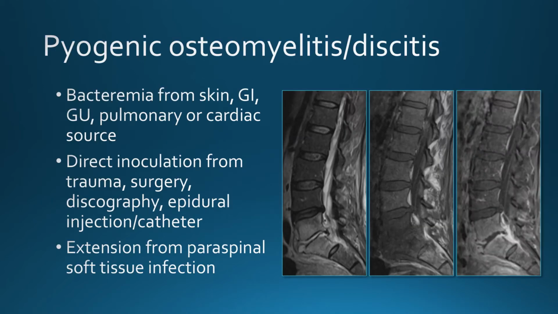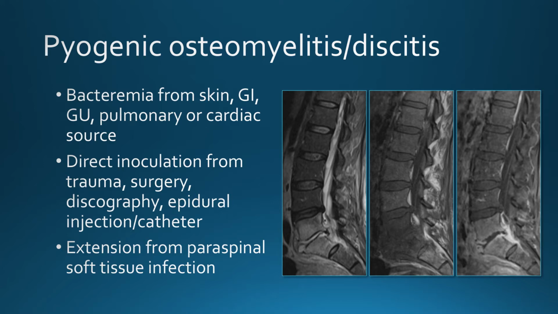So let's talk about the findings for pyogenic osteomyelitis and discitis. Most of the time, these infections are caused by a bacteremia from an infection somewhere else, whether it's skin, GI tract, GU, lung, endocarditis, anything. The bacteremia lodges adjacent to the vertebral end plate. The disc is avascular, but the infection tends to lodge adjacent to the end plate and starts up infection, which then extends rapidly to the disc.